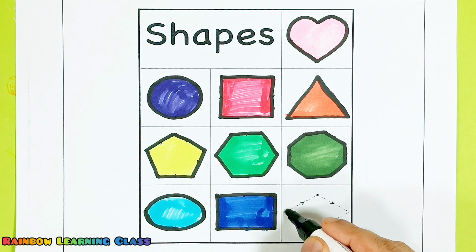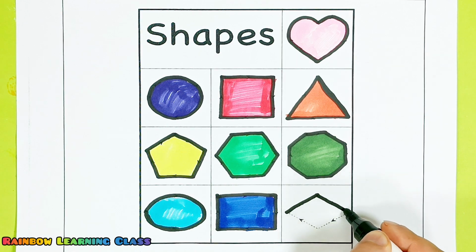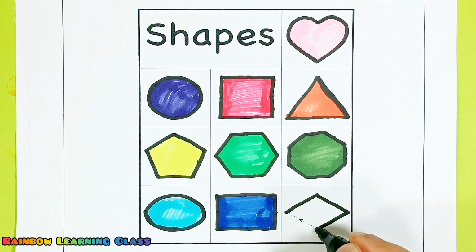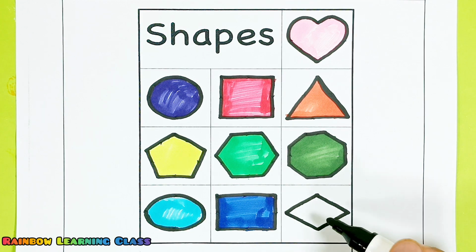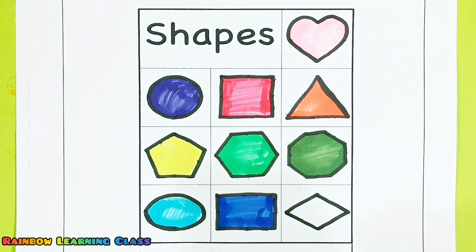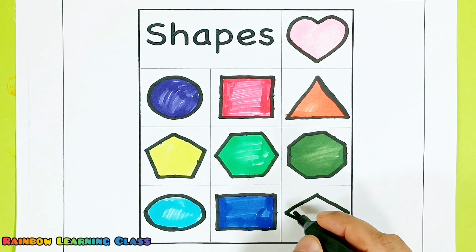Next shape, diamond. 1, 2, 3, 4. Diamond is 4 corner. Gray color. Diamond is gray color.